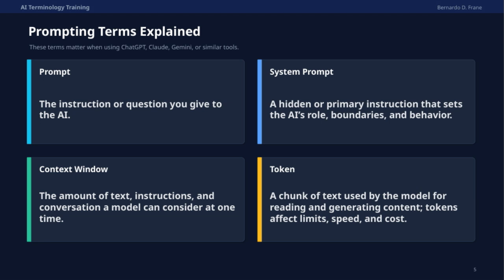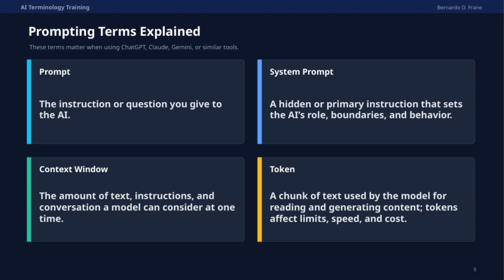Then we have the system prompt. This is the specific instruction or question we give to the AI at the start. It sets the stage for what we want the model to do or focus on. Finally, prompt is a broader term that refers to any input we provide, whether it's a question, a command, or a set of instructions.